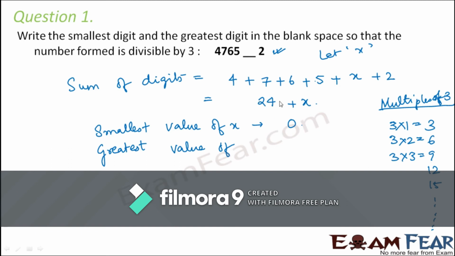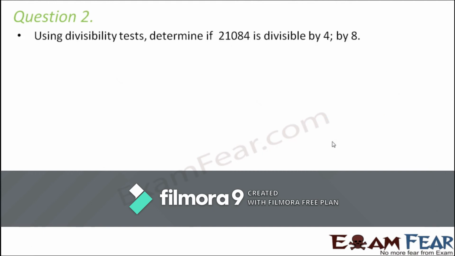Now since 24 is already divisible by 3, in order to make 24 plus x divisible by 3, x has to be something which is divisible by 3. So basically x has to be a multiple of 3. The minimum value that x can take is 0, because when you put x as 0, the sum remains 24, which is divisible by 3. And the greatest value that x can take would be 9, because beyond 9 you have 12, which is a 2-digit number, but we have space only for 1 digit. So the maximum value of x would be 9. So these are the smallest and the greatest digit possible in this blank space.